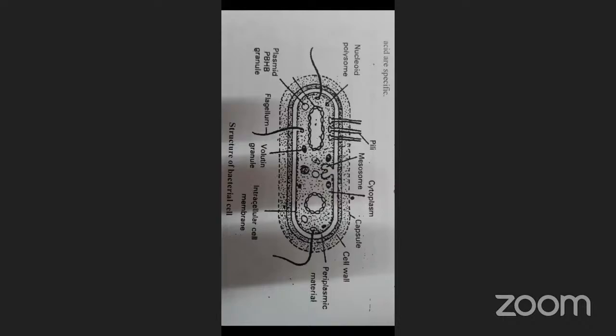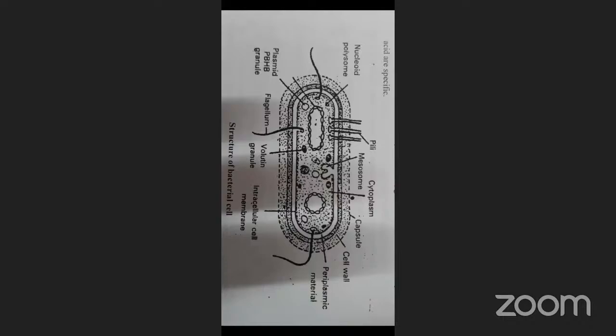The bacterial genetics we will generally discuss in the next class, the reproduction of bacteria. In the reproduction of bacteria, there is no true sexual reproduction. How is the reproduction? Any idea? What is the reproduction of bacteria?